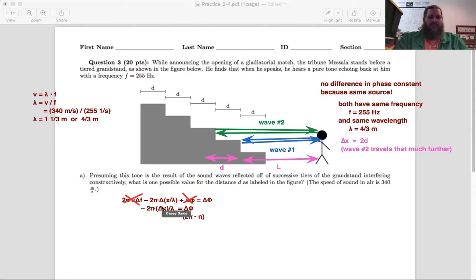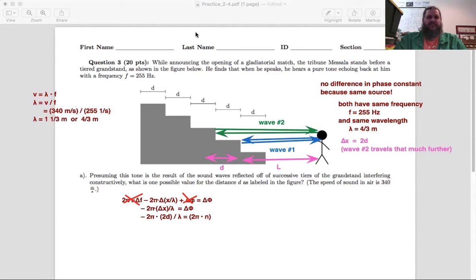And meanwhile, on the other side, we've got negative 2 pi times delta x, which we now know is 2d, divided by the wavelength. I'm just going to leave the wavelength as lambda for now. We can fill in the value 4/3 meters later if we need to. But let's just leave it as lambda for the moment. At that point, I think we have everything we need to solve for d. How would you isolate d here? What could you cancel out?